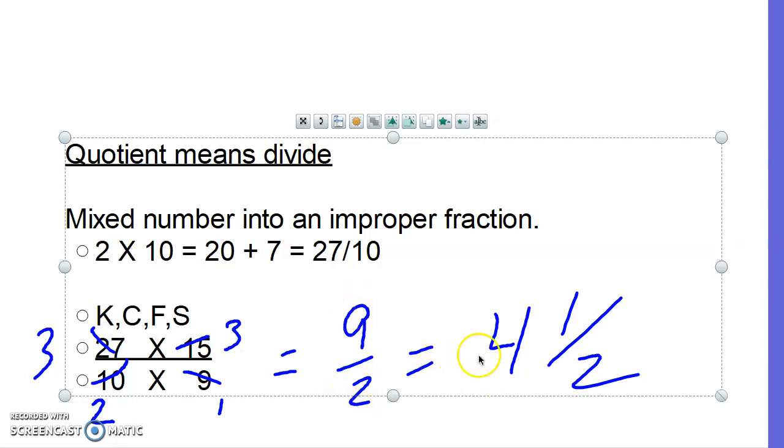9 halves is going to equal 4 and 1/2 because we take our 2, we divide it into 9, and that gives us 4. And 2 times 4 is 8. 9 take away 8 is 1, and 1/2 is what's left over.